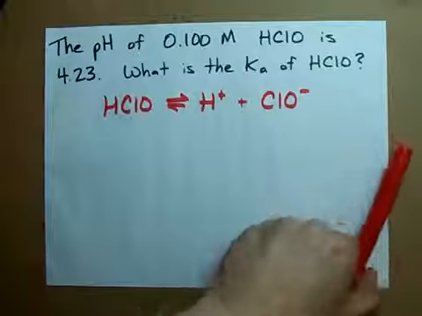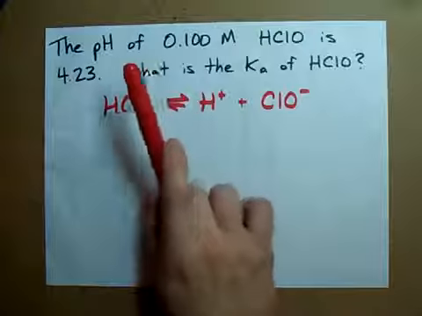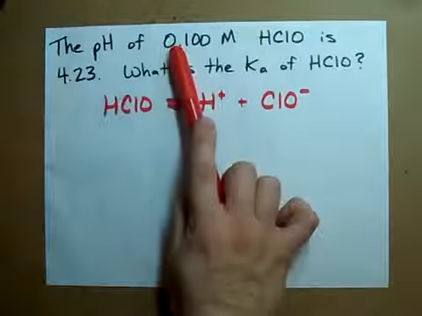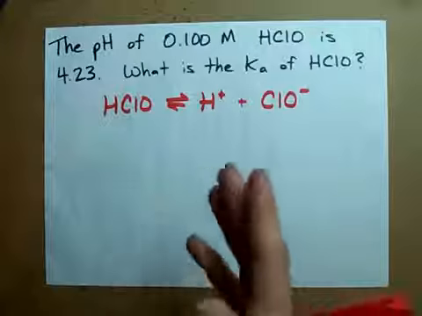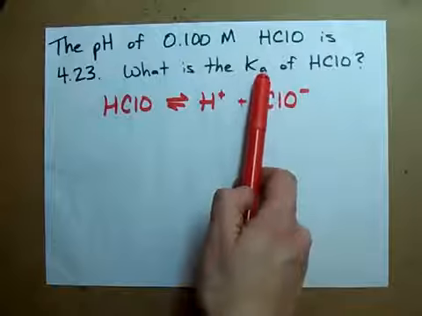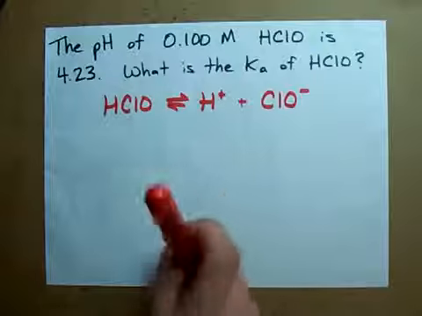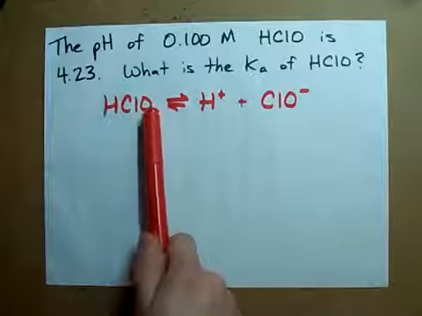How do you calculate the Ka of an acid if you're given the pH at a particular concentration? Well, do you even remember what the Ka stands for? It's the equilibrium constant for the breakup of the acid.